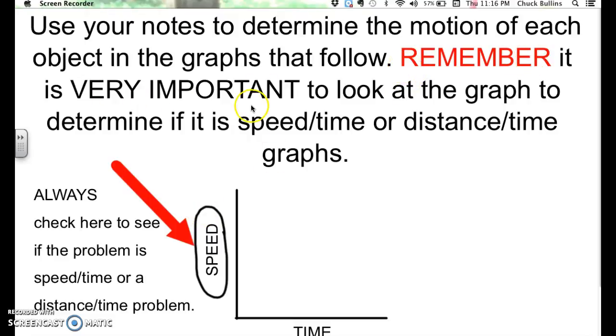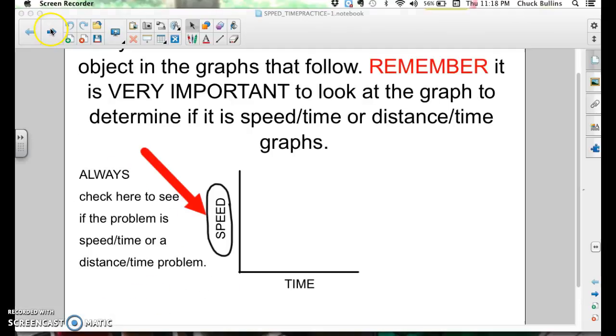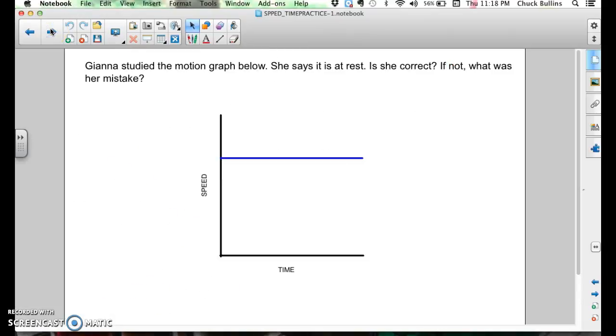remember, it is very important to always look at the graph to determine if it's speed and time or distance and time. And all of these, because we're practicing today, are going to be speed time graphs. Our first example says that Gianna studied the motion of the graph below. She says it is at rest. Is she correct? If not, what was her mistake?